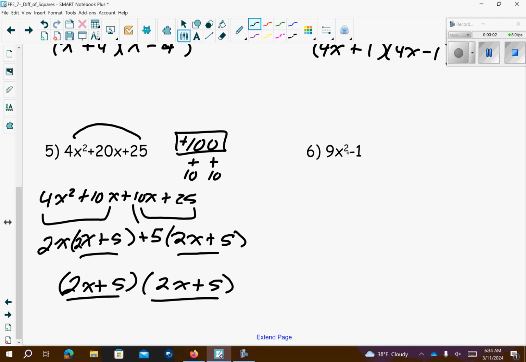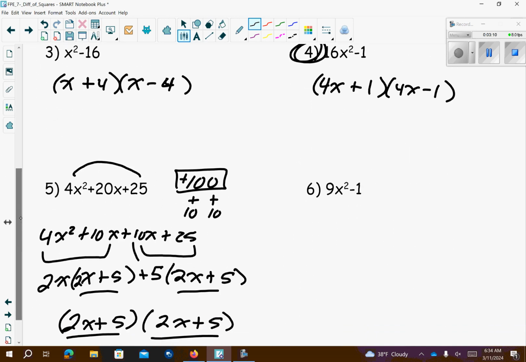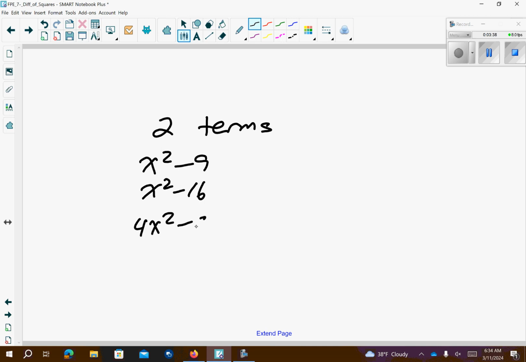These are called difference of two squares. That's a term: so 1, 2, 3, 4, 5, and 6 are called difference of two squares. Okay, so I get a 3x here and a 3x here, plus 1, minus 1, done. That's really all you have to do about it. So as you walk through the assignment today, if you have two terms only, so x squared minus 9, x squared minus 16, 4x squared minus 25, etc.